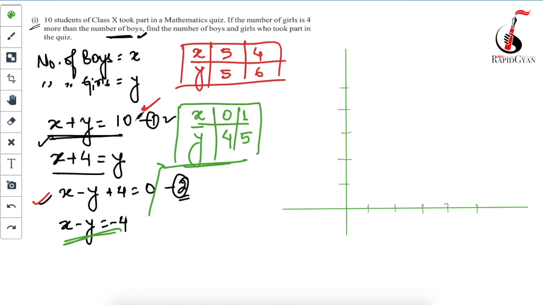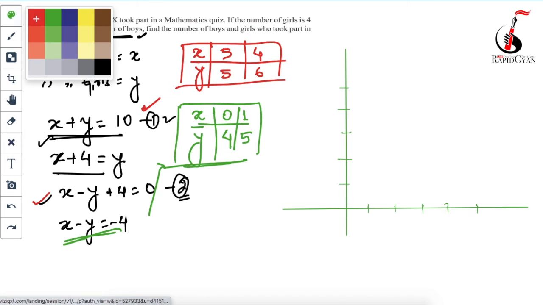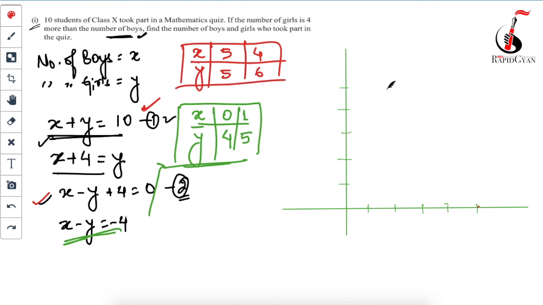5 comma 5, so x is 5, y is 5, both are 5, so this is your 5 and this is your 5, so this is going to be somewhere here. Let me try to draw that somewhere here, correct? This point is your 5 comma 5. Next is 4 comma 6, x is 4 and y is 6, so here it's 4 comma 6, so I'm getting somewhere here. This is your 4 comma 6, correct?